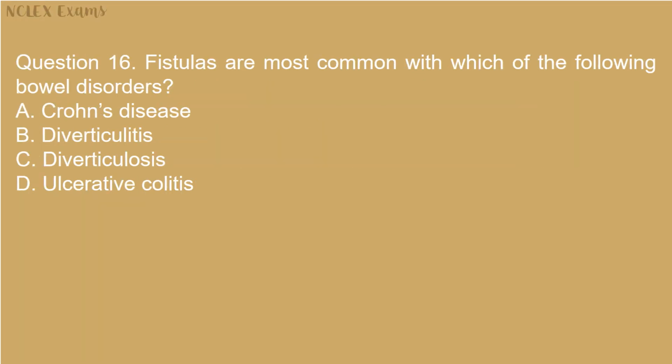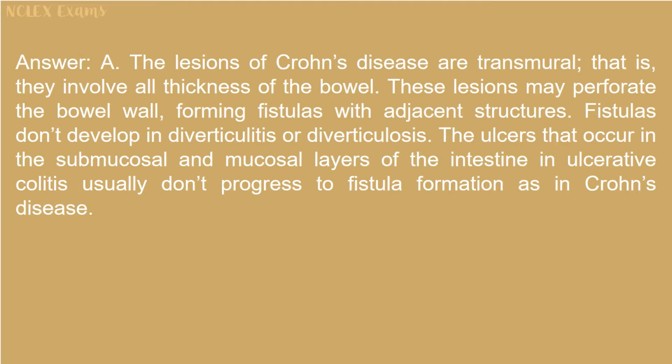Question 16. Fistulas are most common with which of the following bowel disorders? A. Crohn's disease. B. Diverticulitis. C. Diverticulosis. D. Ulcerative colitis. Answer A. The lesions of Crohn's disease are transmural, that is, they involve all thickness of the bowel. These lesions may perforate the bowel wall, forming fistulas with adjacent structures. Fistulas don't develop in diverticulitis or diverticulosis. The ulcers that occur in the submucosal and mucosal layers of the intestine in ulcerative colitis usually don't progress to fistula formation as in Crohn's disease.